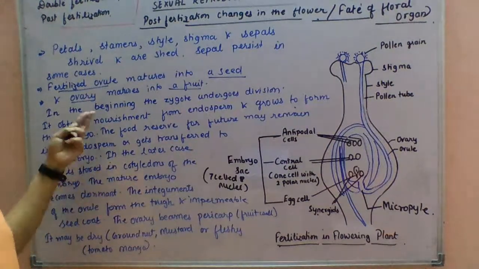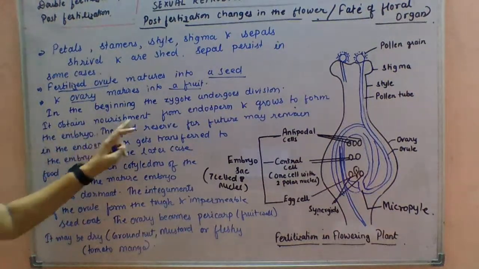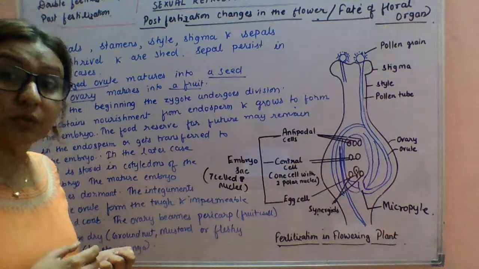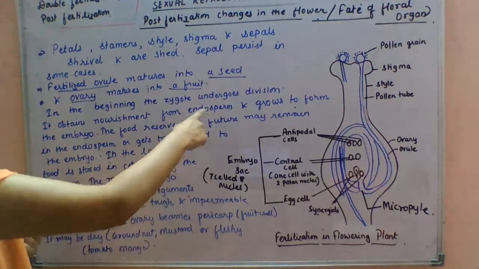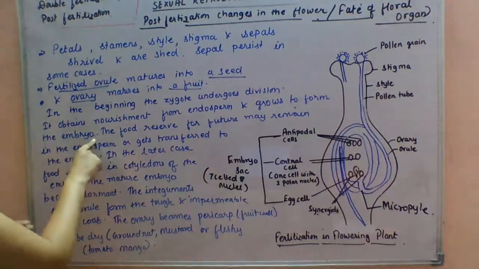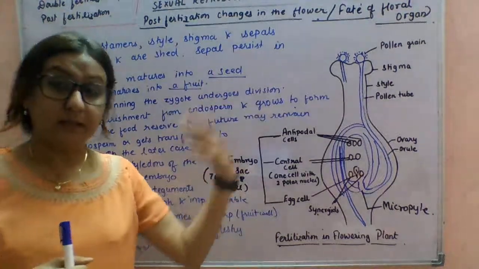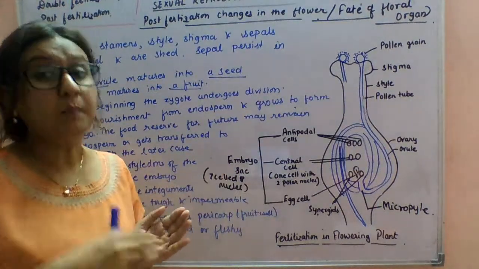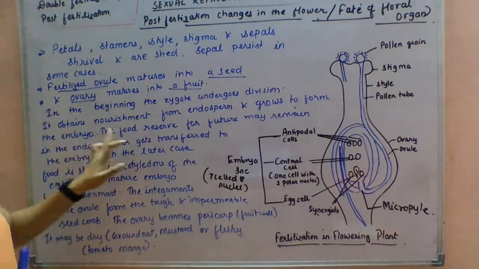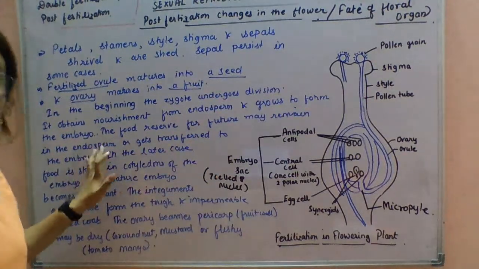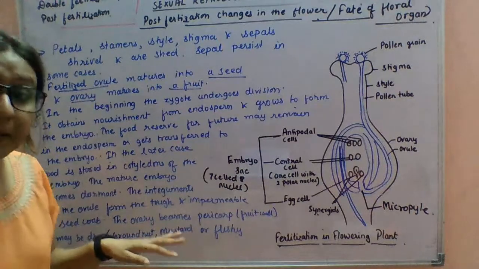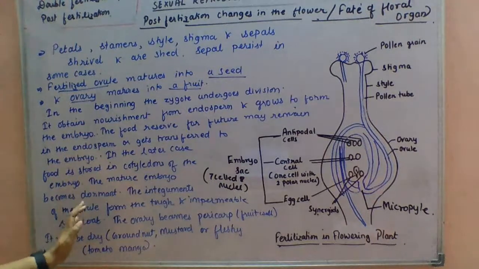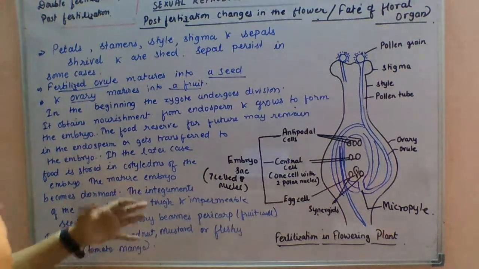In the beginning, the zygote undergoes division. It obtains nourishment from endosperm. As I told you, the diploid zygote obtains nutrition from endosperm and grows to form the embryo. I told you earlier also that first the diploid zygote will form, and after that it changes into embryo. The food reserve for the future may remain in the endosperm or get transferred to the embryo. In the latter case, food is stored in the cotyledons of the embryo. The mature embryo becomes dormant.